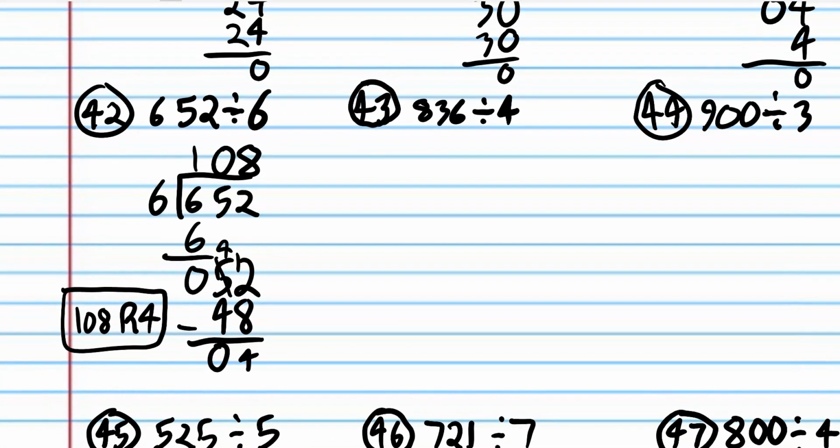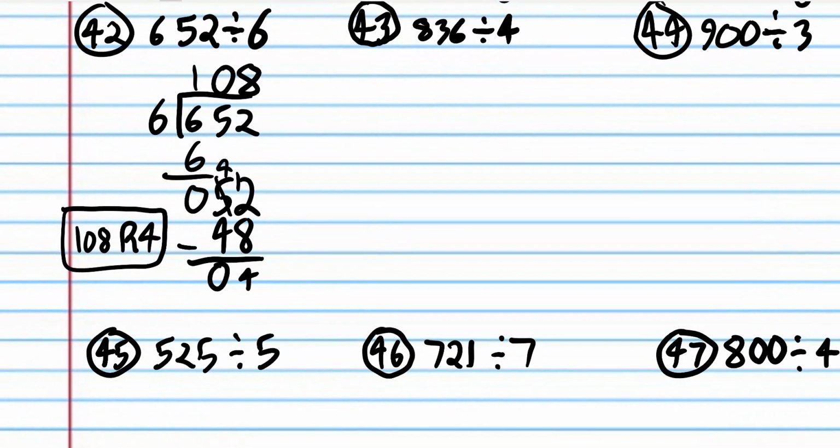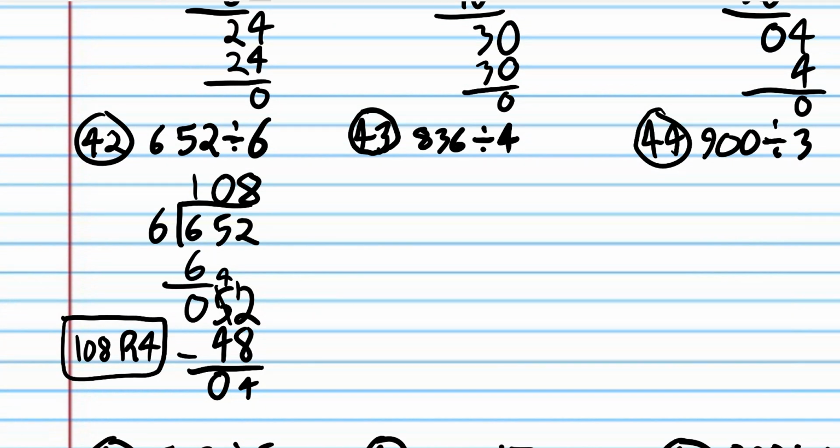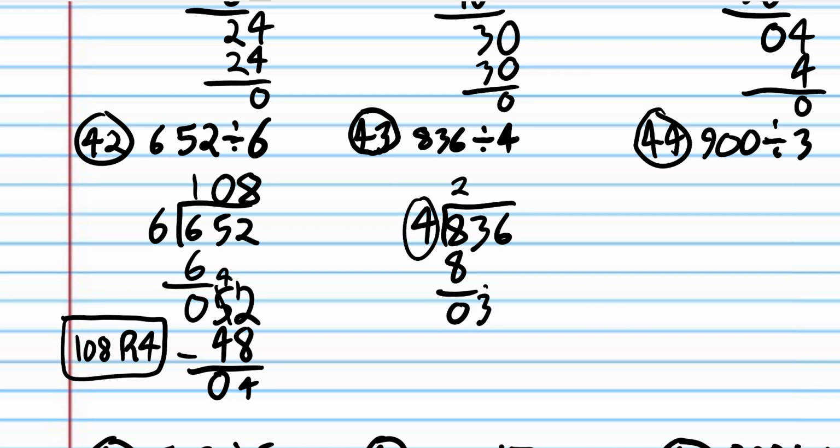So that same type of thing is going to happen on 43. Yeah, 43 also, so let's do 43 together. 836 divided by 4. 4 goes into 8 2 times. 4 times 2 is 8. 8 minus 8 is 0. Bring down the 3. After we bring down the 3, 4 still does not go in. It doesn't go into 3. So we have to put a 0. 4 goes into 3 0 times. So now, because 4 didn't go into 3, we have to bring down another number, 6.